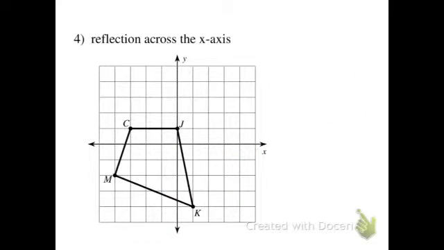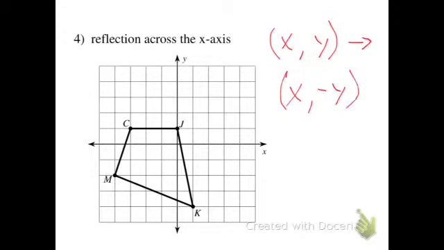On 4, you need to reflect it across the x-axis. Here I want to start with a function. So if you are reflecting something across an x-axis, all the x values are going to stay the same. So usually it is x. But all your y values are going to be the opposite of where they used to be. So you're going to write (x, -y).